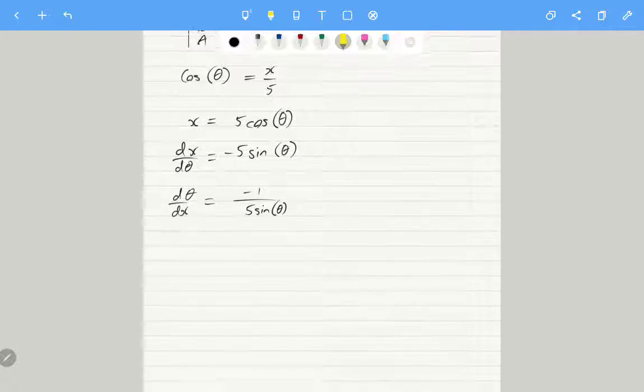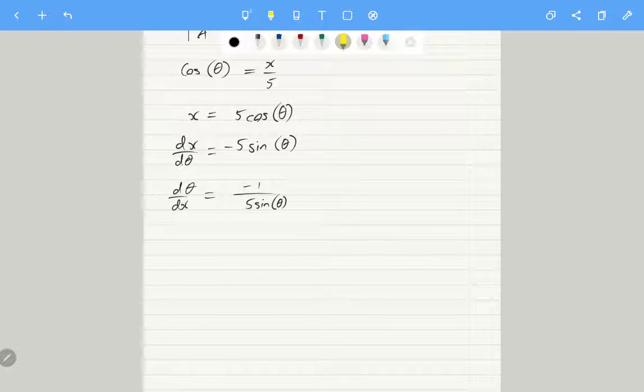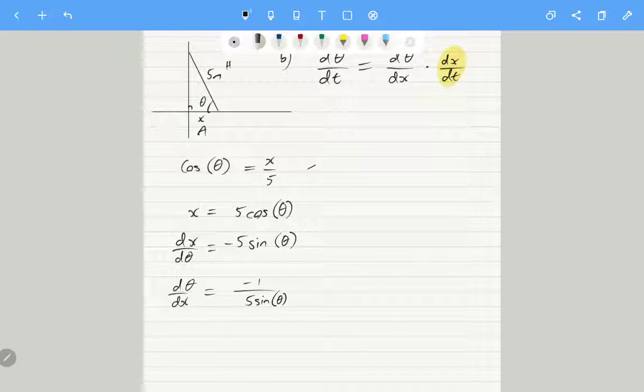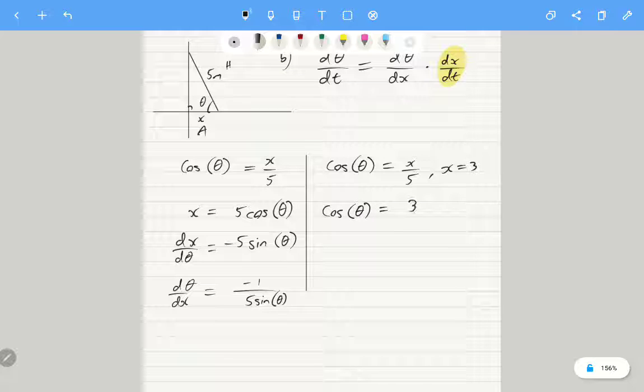But one problem. We still haven't finished with this. The other problem with this is that we're interested in what this is when x equals 3. We actually don't know what theta is when x equals 3. So we actually need to go back to this part here. So let's solve for this. What's cos of theta when x is equal to 3? All right, well, when x is equal to 3, we get cos of theta equal to 3 on 5.